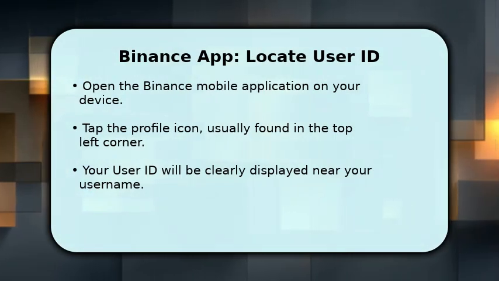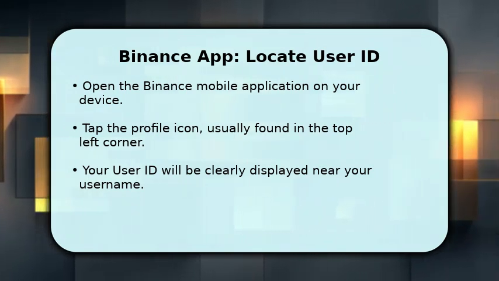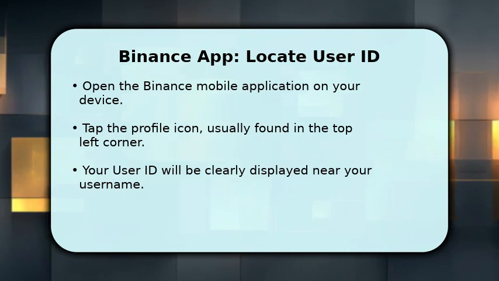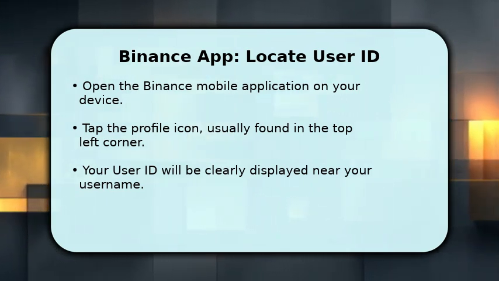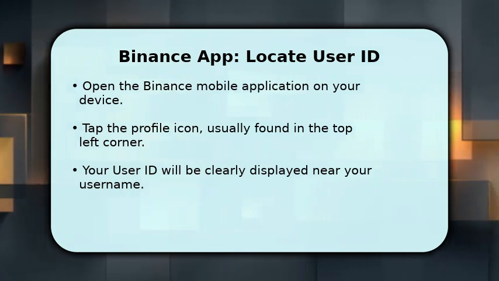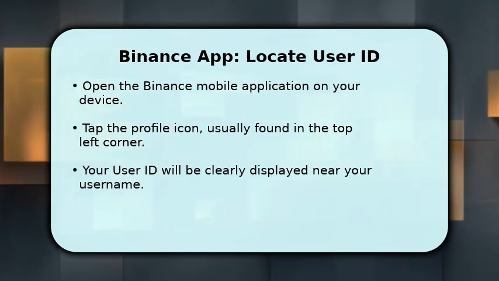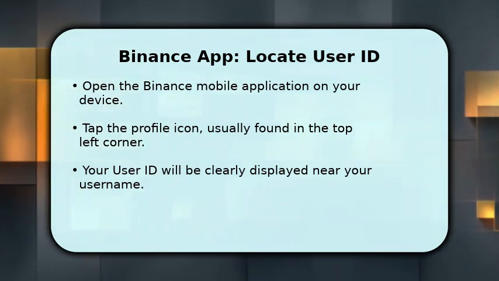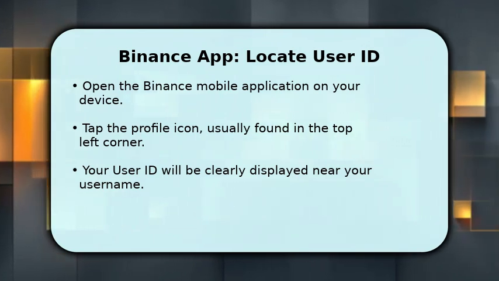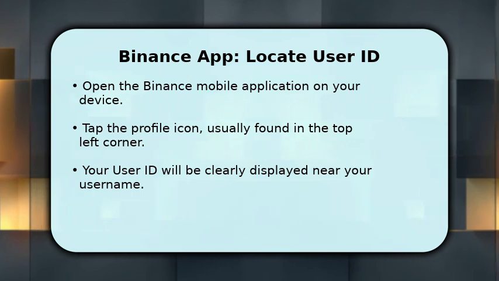Finding your Binance user ID on the mobile app is straightforward. First, open the Binance application on your smartphone. Once it's loaded, look for the profile icon, which is typically located in the top left corner of your screen. Tap on this icon and your user ID, a series of digits, will be prominently displayed right below your username. It's that simple to find it on the go.